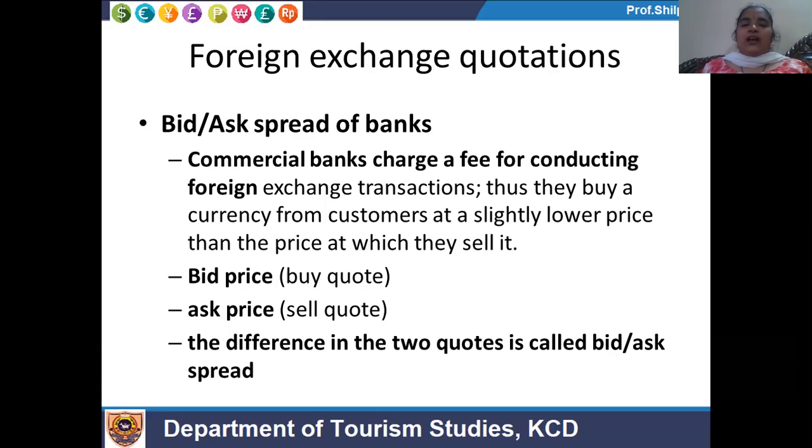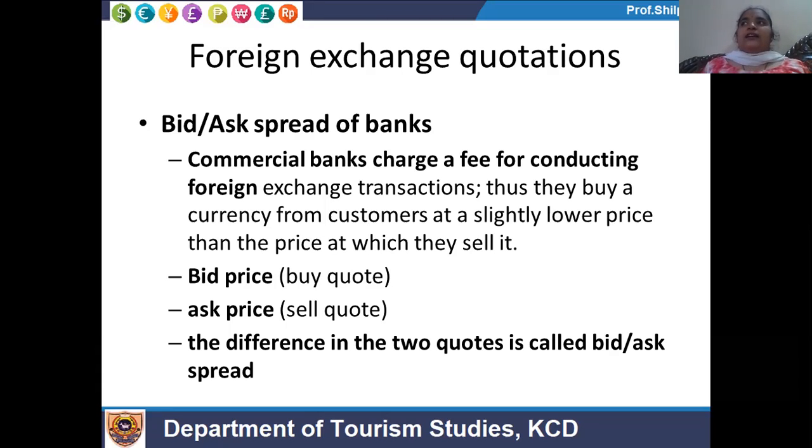Say, for example, you as an individual approach the bank to buy currencies from the bank. You want currency, so you are buying it from the bank. The price at which you buy and the bank sells is called the ask rate, the price at which the bank sells to you. The currency is a commodity. You are going to the bank to purchase it and the bank is selling at a price, and that price is called the ask price.